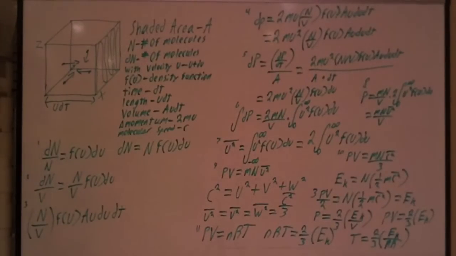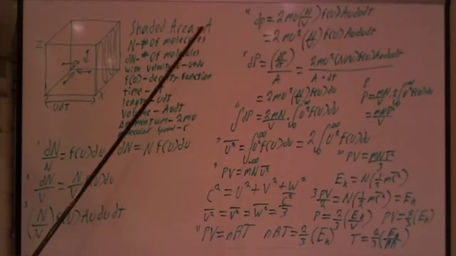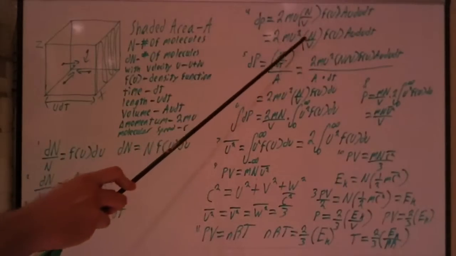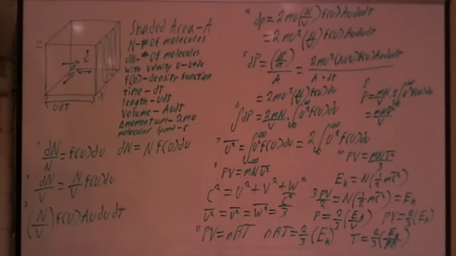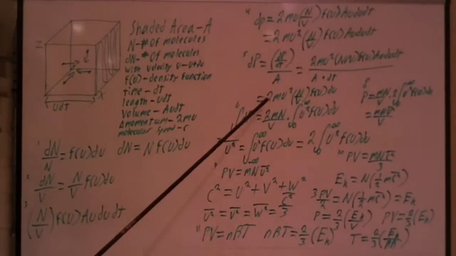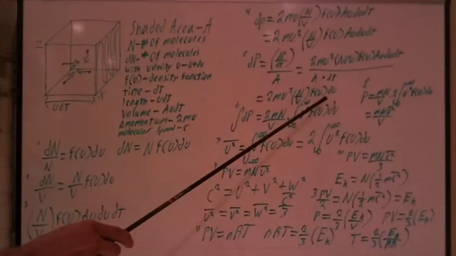Now we're looking for the pressure. So the pressure caused per molecule is the change in momentum over time over the total area, as shown here. Now we already showed that dp is equal to this. So when we take that over the time and over area, we will obtain this expression, which simplifies to 2 times m u squared n over V f(u) du.